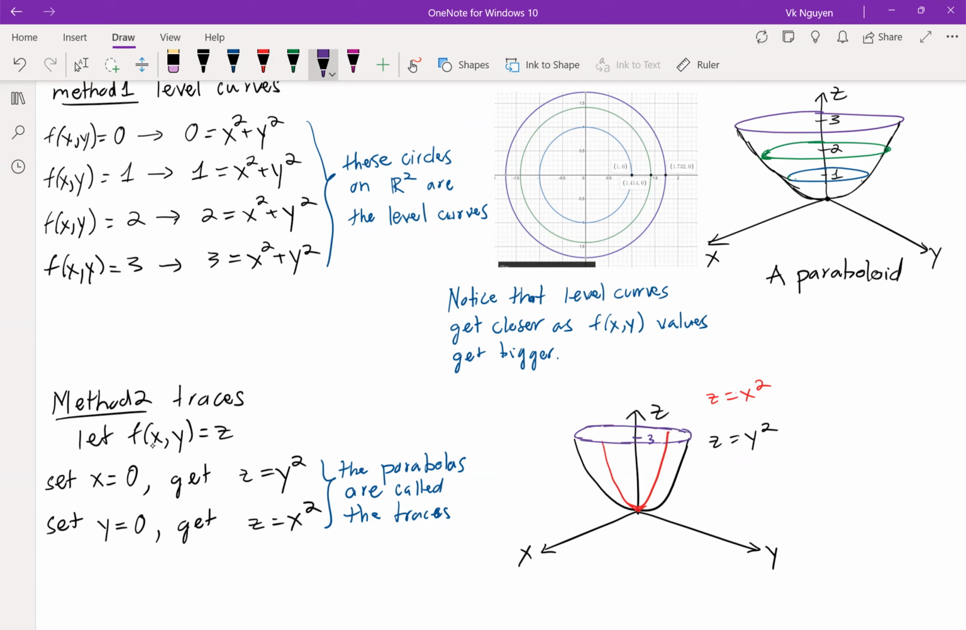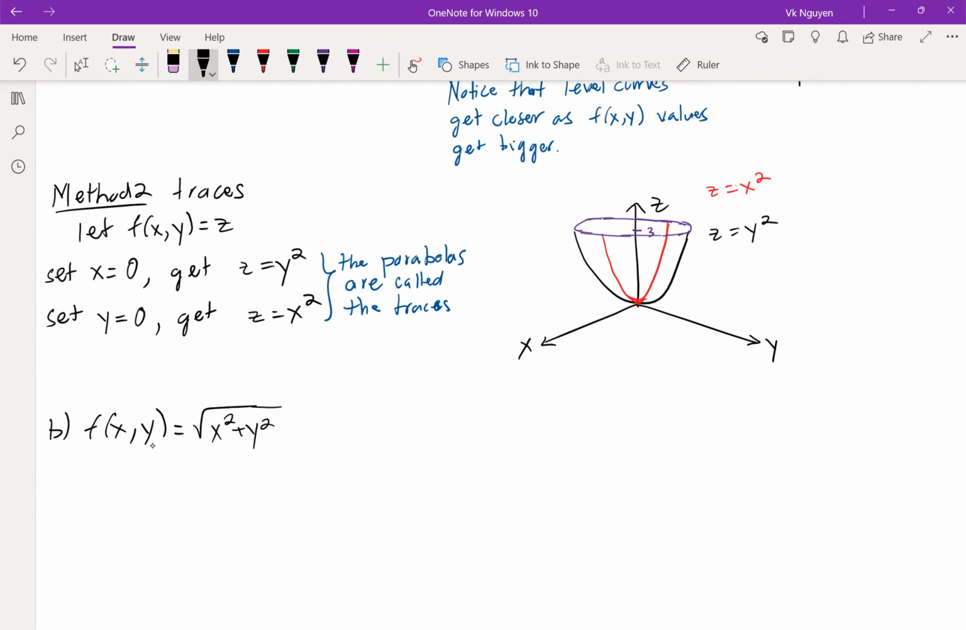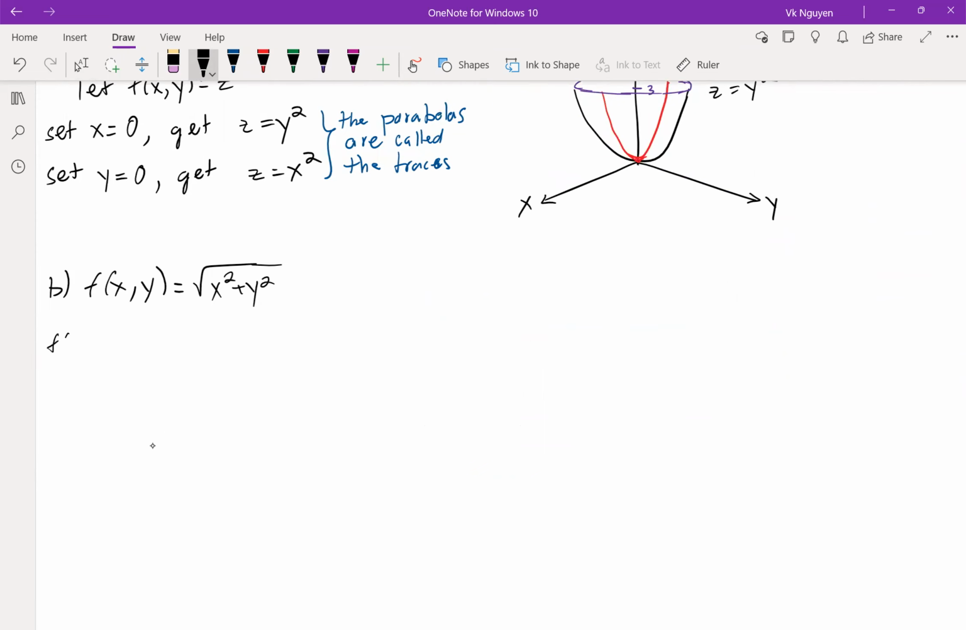And we get the same thing. We get a paraboloid using traces. The paraboloid, the name comes from the traces because the traces are parabolas. And this may help you to do the quiz.